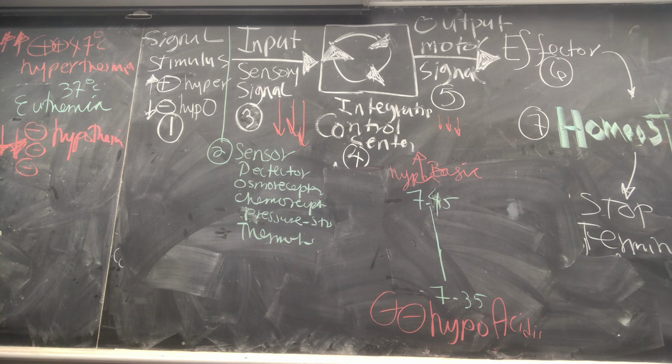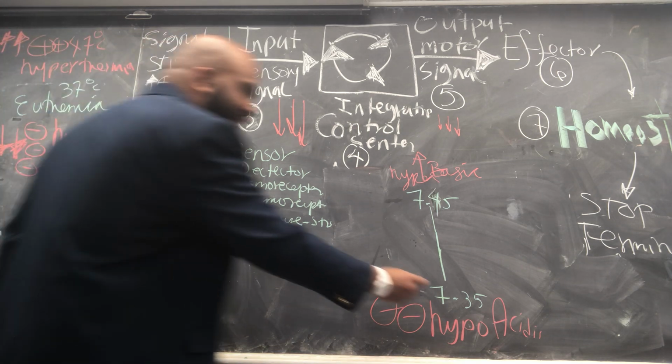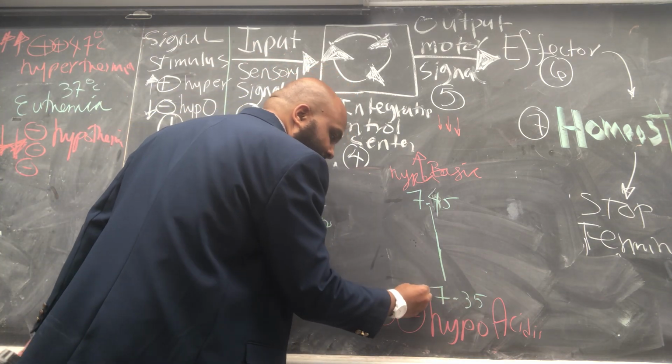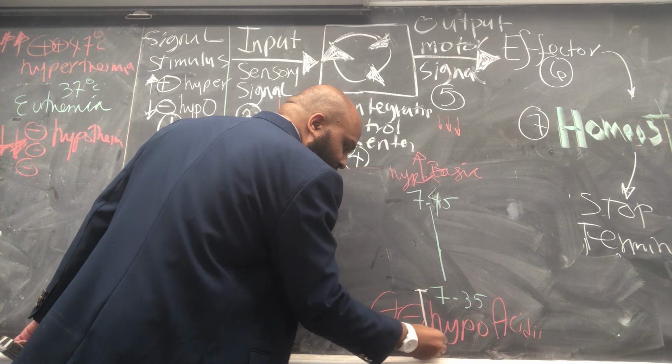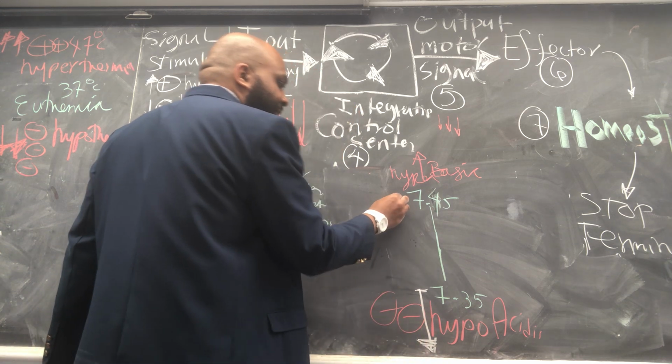Right, but if you go to the doctor and they look from the 7.45 down, if you pass 5, then you're acidic, I guess? If you pass this, you're acidic. If you're below this, you're acidic.